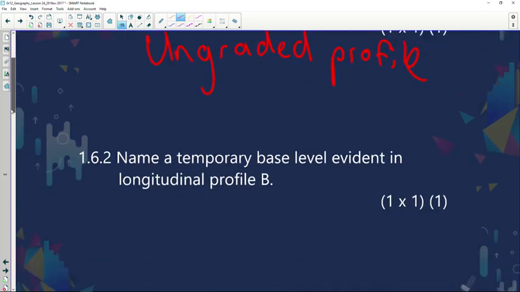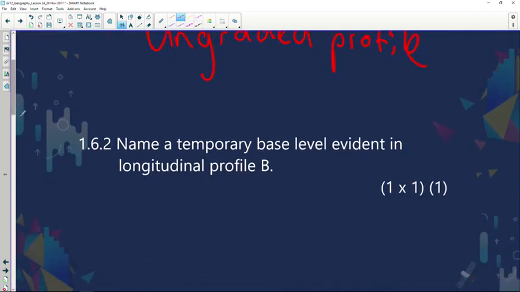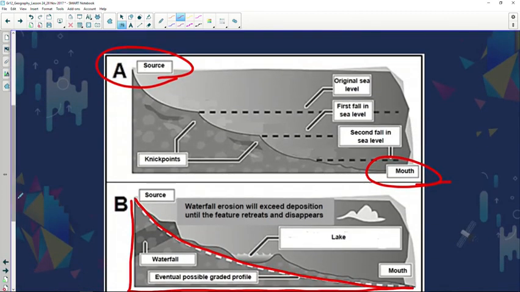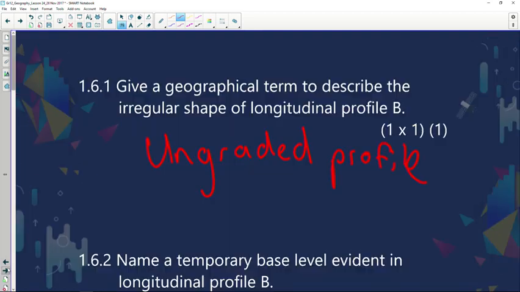Now, name a temporary base level evident in profile B. Let's have a look over there. There's quite a few. I mean, over there's a waterfall and there's a lake and rock outcrops as well, such as here. So we just mention what we can see. We can see a waterfall and we can see a lake. So that will be the correct answer.